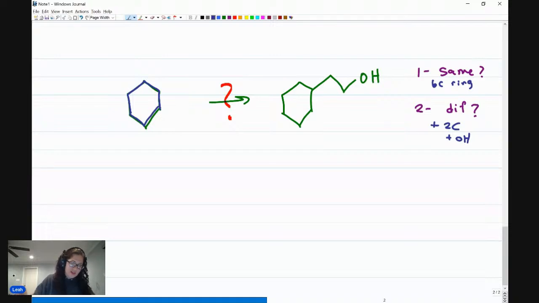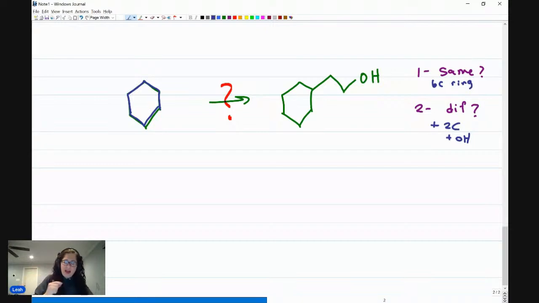Before starting a reaction like this and figuring out what I'm going to add, the question I have to consider is, how am I going to add it? Where am I going to add it? I have nothing on this molecule. I can't substitute, I can't eliminate, I can't attack, I can do nothing.